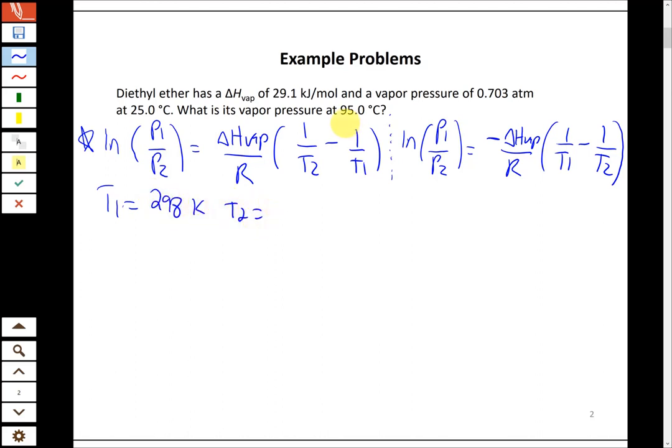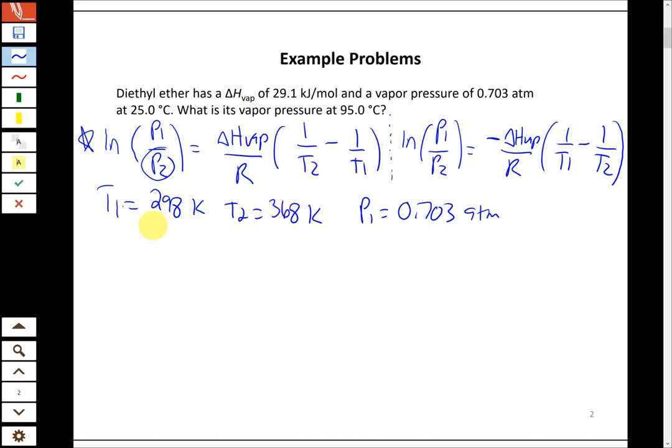T2 is 95 degrees Celsius, which we have to add 273 to get also into Kelvin, 368. So those are the 2 temperatures we're dealing with. And what we're given is that P1. P1 is going to be the vapor pressure at 298 K. That's the number that we're given, 0.703. And so we're just going to be solving then for P2, the vapor pressure at the higher temperature of 368.